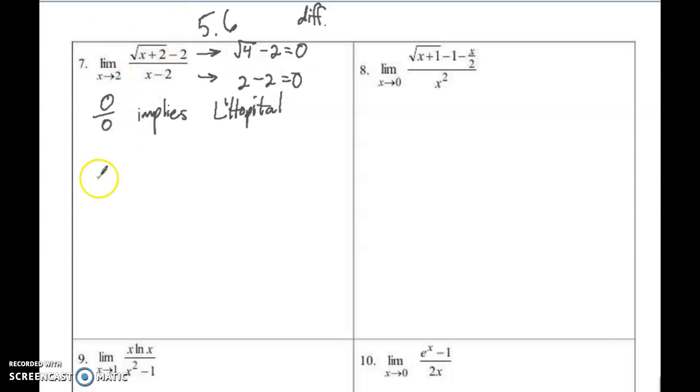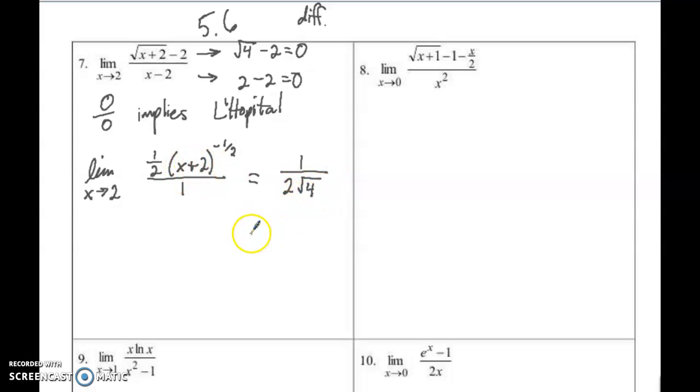So then you can take the derivative of the top. It would be 1/2, that x plus 2 is now to the -1/2 power, all over 1, the derivative of the bottom. And now you plug in with direct substitution. Where you have 1 over 2 square root, the negative power puts it in the denominator. The square root of 2 plus 2 is 4, and the square root of 4 is 2, so we're looking at 2 times 2, which is 4.